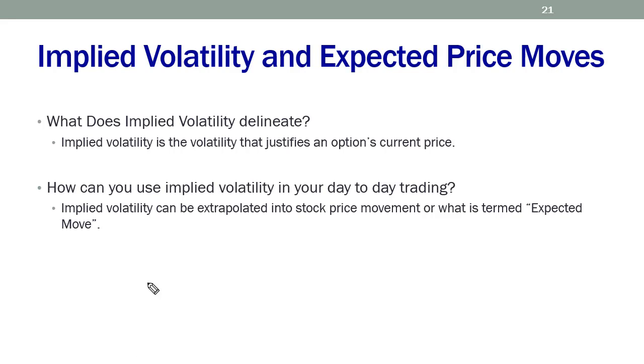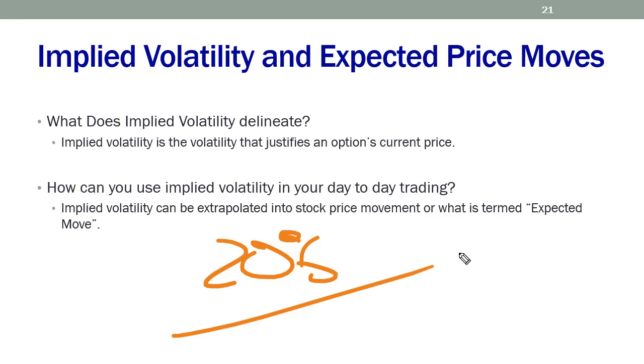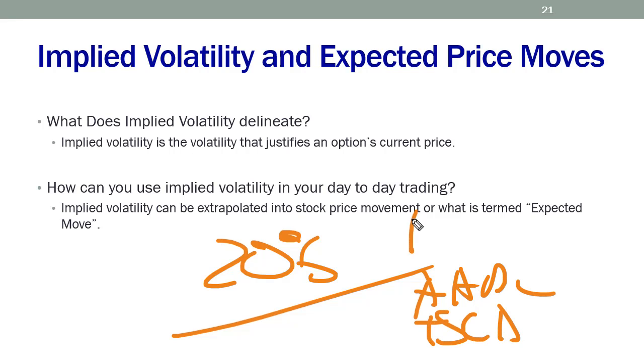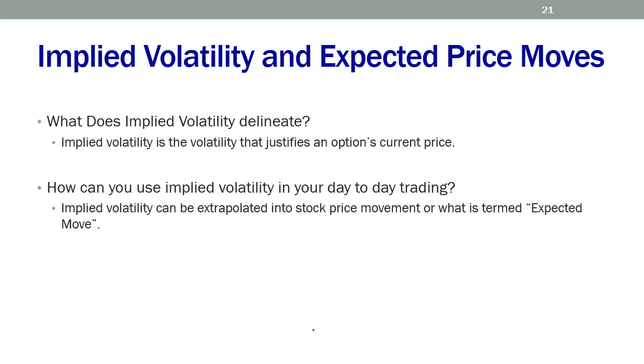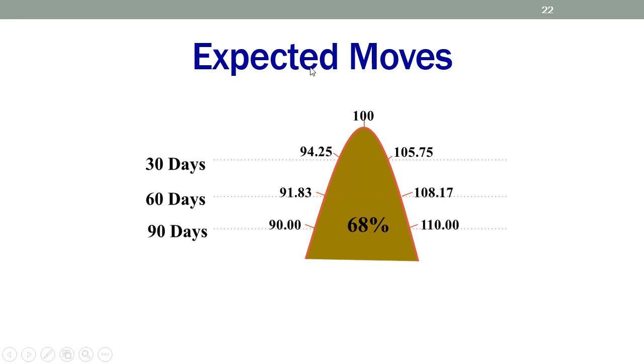Ready? Here we go. It says 20%. You can take that and you can then ascertain how far Apple can move. You can ascertain how far Tesla can move. You can ascertain how far Microsoft can move. We good? How can you do it? Well, I told you. If you want to survive in volatility, and I really mean that, you better listen very carefully. Expected moves. 30 days out, the stock can move this far. 60 days out, it can move this far.